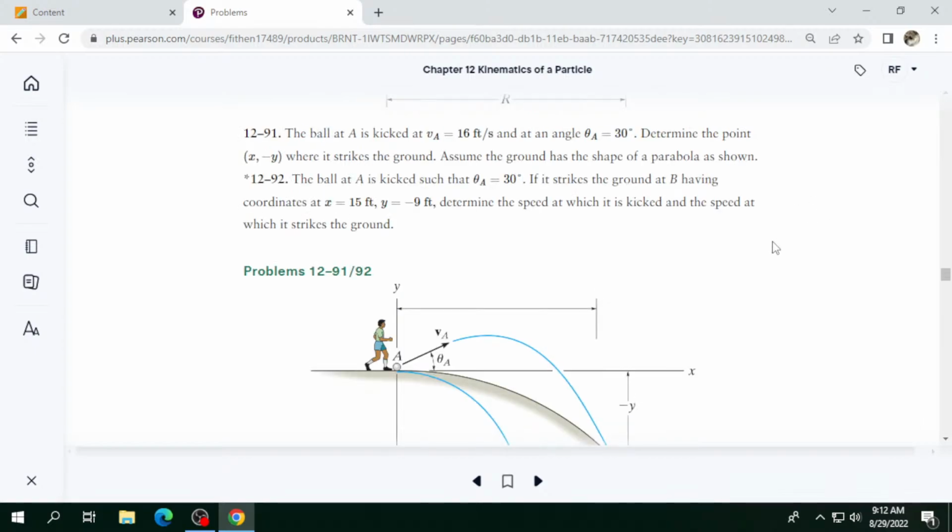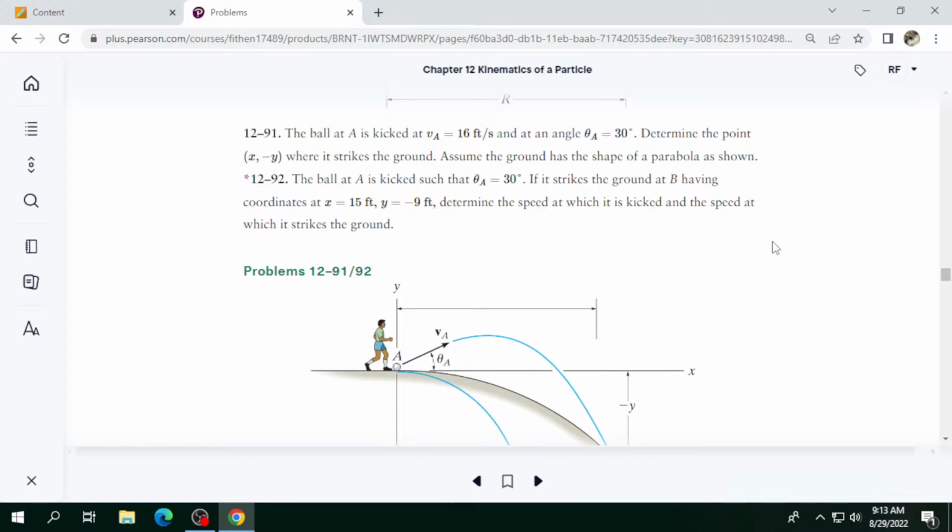Okay, so first I'll do both of them, 91 and 92. So 91, he says, the ball's kicked at 16 feet per second, and the angle is 30. Vx naught is equal to the component that's this way. Vy naught's the component that's this way. So maybe I'll just do it right here. Vx naught is equal to 16 cosine of 30, and Vy naught is equal to 16 sine of 30. And instead of figuring those out, I'm going to carry them in their symbolic form.